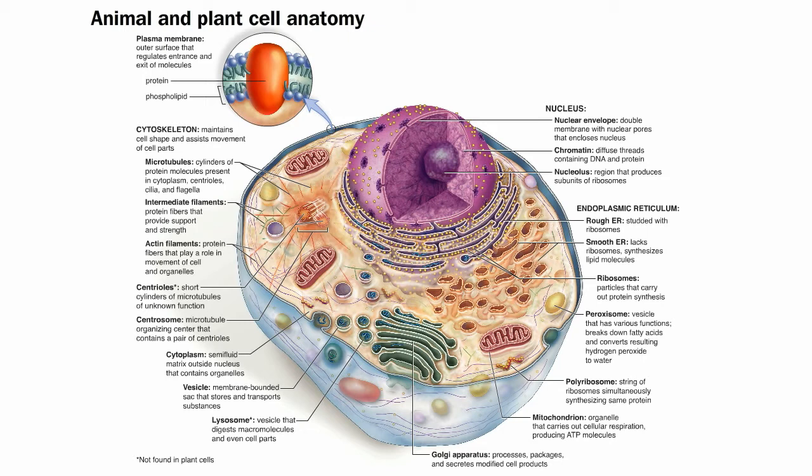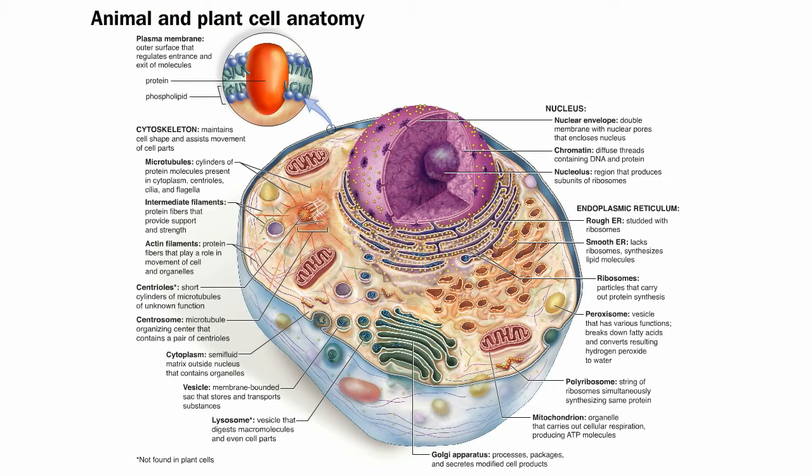Another important component of the cell is the cytoskeleton. This is a dynamic structure that responds to the needs of the cell. Components of the cytoskeleton are involved in maintaining the shape of the cell, moving materials within the cell, cell movement, and in cell division. There are three classes of molecules in the cytoskeleton. They are microtubules, actin filaments, and intermediate filaments.